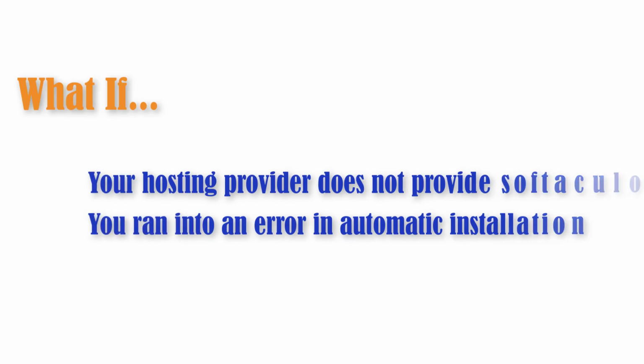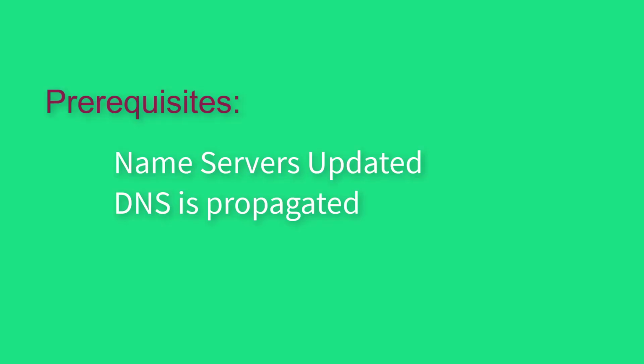In this video I'm gonna talk about how you can install WordPress manually without Softaculous. It is very useful if you have any issue with automatic installation, or your hosting provider does not give Softaculous, or if you want to install an old version of WordPress. Because if you install using Softaculous, then you only get the latest version. So let's go straight to the computer screen and see how to do that.